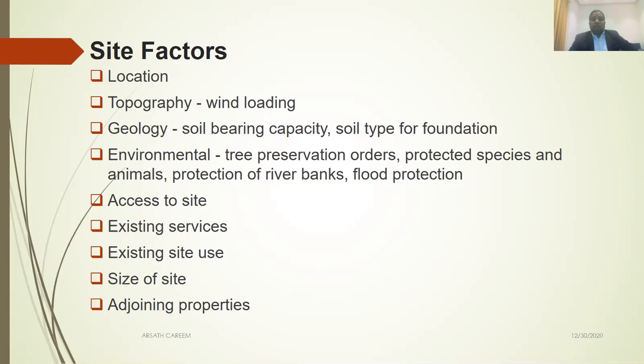So if you want to build a building near the metro station, you have to spend additional money to protect all the existing services, the drainage line, also the metro line. You have to put additional protection. Also existing site use, the size of the site, adjoining properties. If you have adjoining properties, you have to protect their properties as well. So this is also one of the factors affecting the design cost of the building.